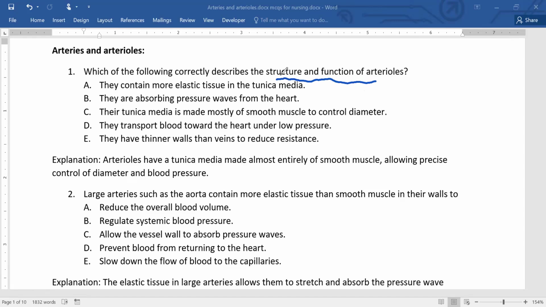They transport blood towards the heart under low pressure, and they have thinner walls than the veins to reduce resistance. So basically, arterioles have got more smooth muscles in their tunica media to control their diameter. The arterioles are also known as the resistance vessels. So the correct answer is C.